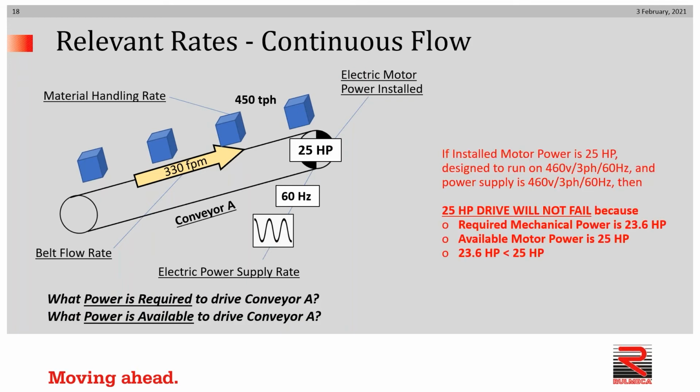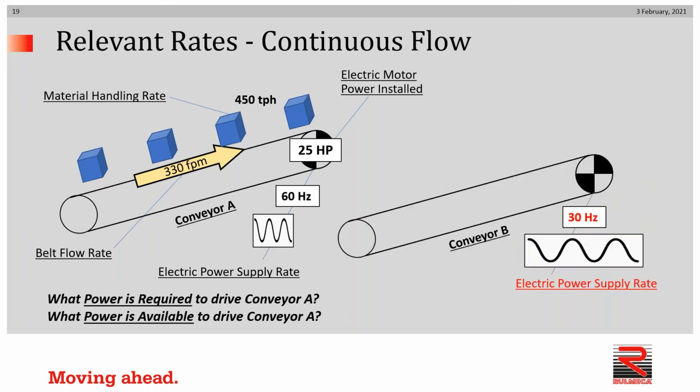If we install the 25 horsepower drive and design it to run on 460 volt, 3-phase, 60 hertz, and the power supply is 460 volts, 3-phase, 60 hertz, then the drive will not fail because required mechanical power is 23.6 horsepower. We're not explaining the techniques on how you would calculate required mechanical power. That's covered in another webinar, but please take it on faith that we've done it accurately. Available motor power is 25 horsepower. Therefore, since 23.6 horsepower is less than 25 horsepower, we have an example where the drive should work continuously, indefinitely.